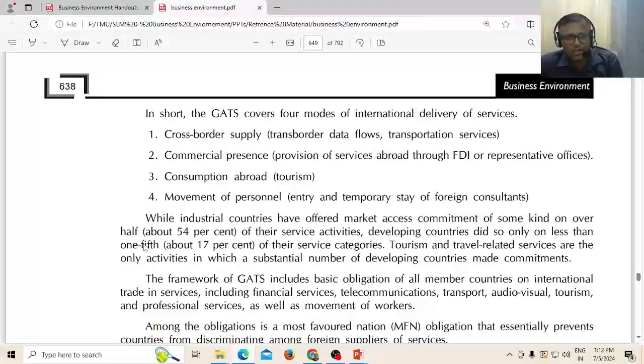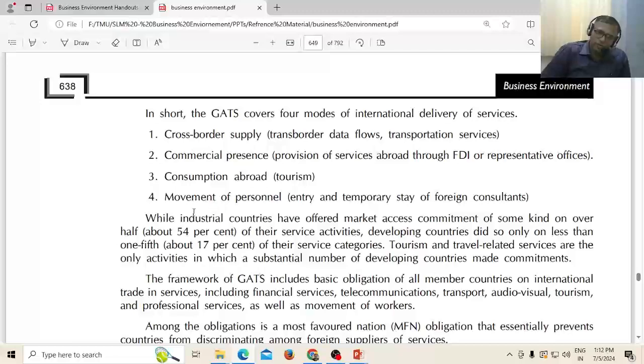Thus, while industrial countries have offered market access commitments of some kind on over half, about 54%, of their service activities, developing countries did so for less than one fifth, that is around 17%, of their service categories. However, tourism and travel related services are the only activities in which a substantial number of developing countries made commitments.